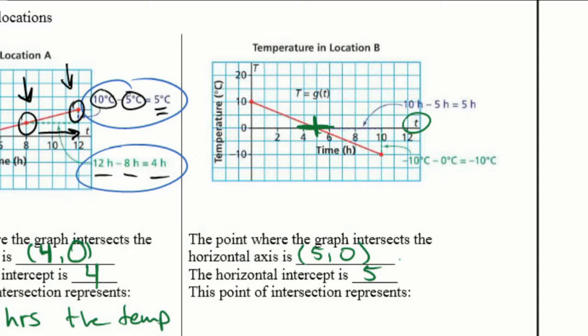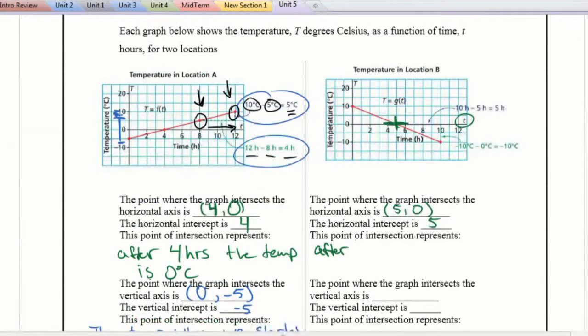And then the point of intersection represents, just like we wrote on the other side here, in this case after 5 hours, the temperature is 0 degrees Celsius. So that was the first part.